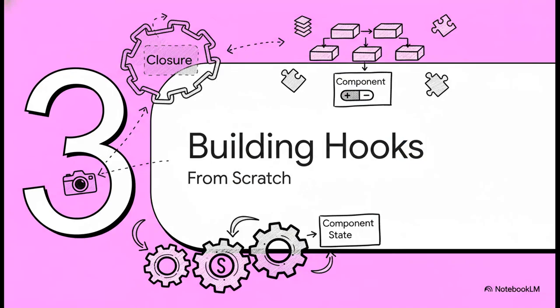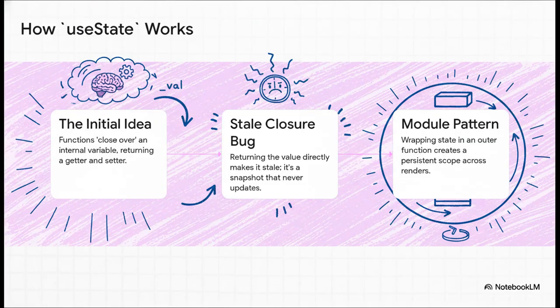To really truly understand how this photograph causes our stale state bug, we need to go even deeper. We're going to do something kind of fun. We're going to build our own super simple version of useState from scratch. This will make everything click. Okay, let's walk through this.